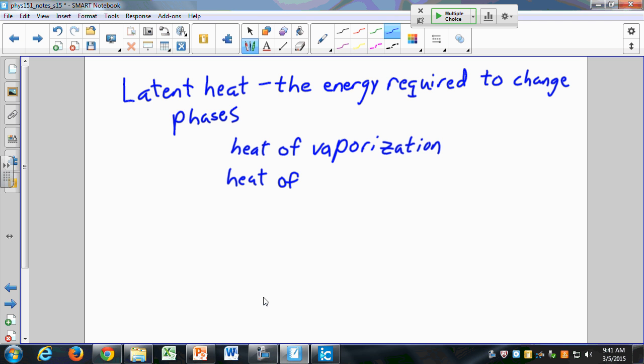Oh, the heat of fusion. And they call it the latent heat of fusion. All right, the heat of vaporization is the amount of energy to go from, say, a liquid to a gas, or to a vapor. And then the heat of fusion is the amount of energy required to go from a solid to a liquid.